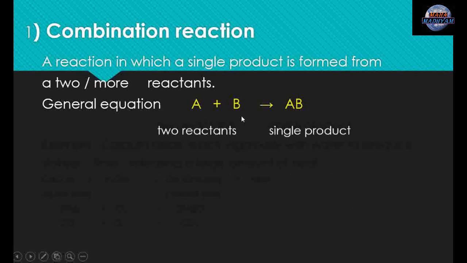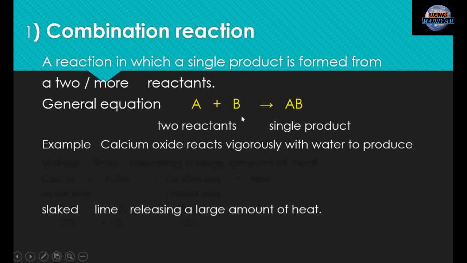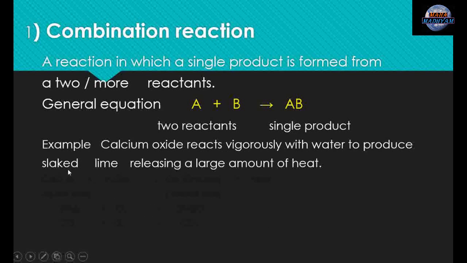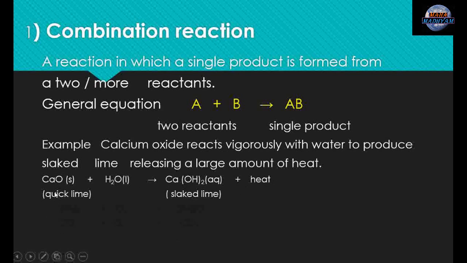For example, calcium oxide reacts vigorously with water to produce slaked lime, releasing a large amount of heat. So let's write the equation for this. Calcium oxide reacts with water to produce calcium hydroxide, releasing a large amount of heat. Calcium oxide is also called quicklime. Calcium hydroxide is also called slaked lime.